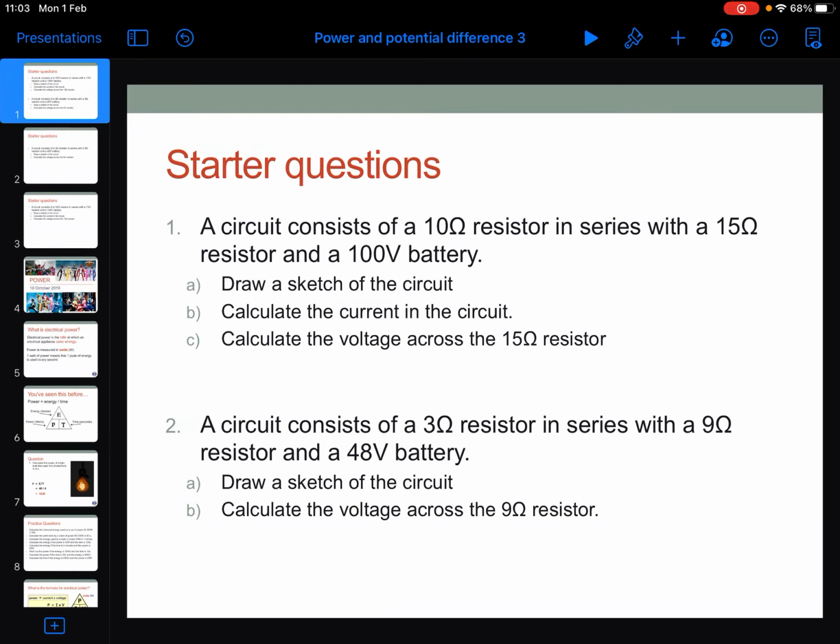Everyone, and welcome to our lesson on power. This will be your final teaching lesson of the P3 electricity topic.